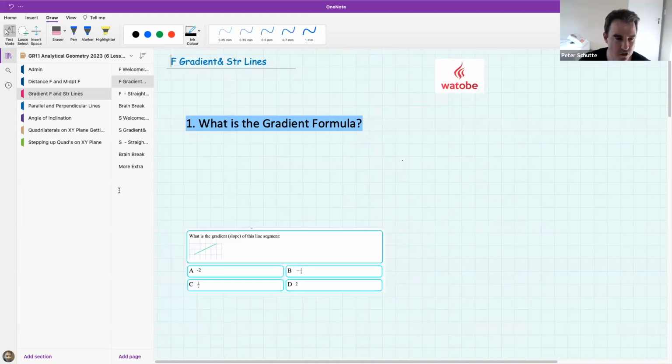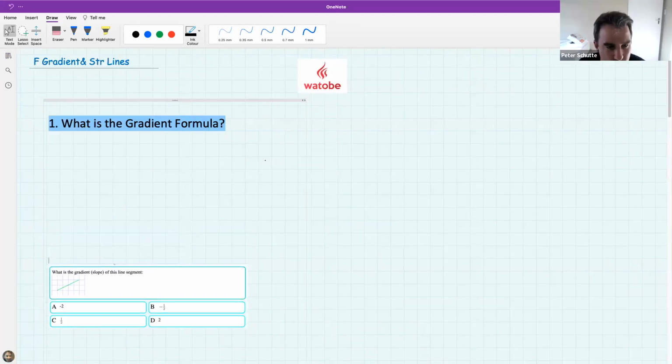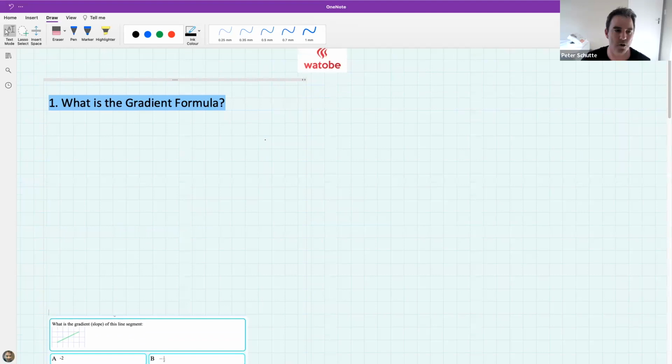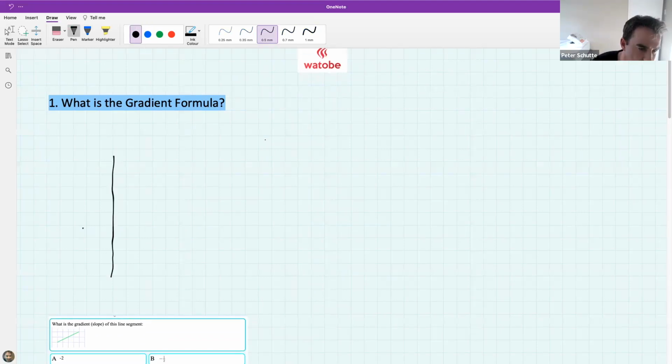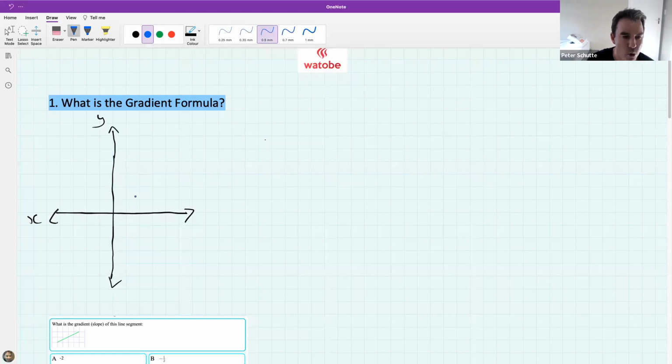So what I want to do today is we're going to start with something called the gradient formula. In the previous lesson, we spoke about the Cartesian plane, which had an x-axis and a y-axis. And we spoke about points on the Cartesian plane. So maybe this point over here would be A, and it could be the point 1, 2.